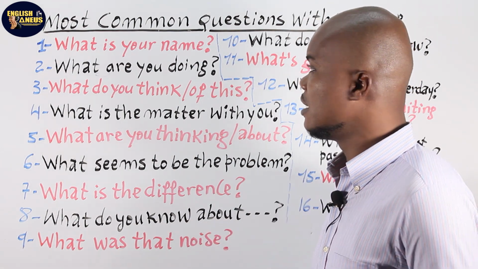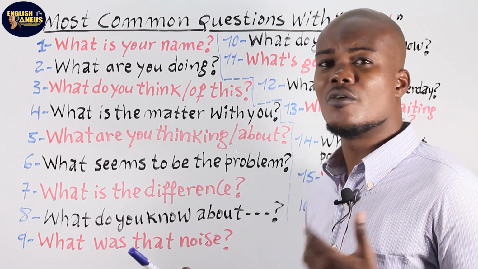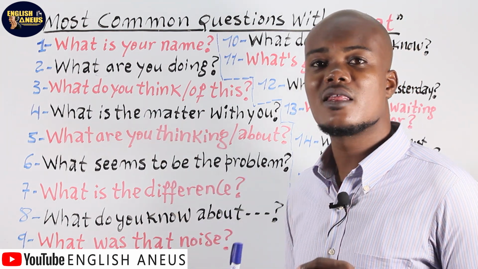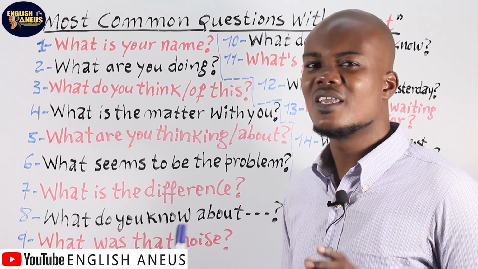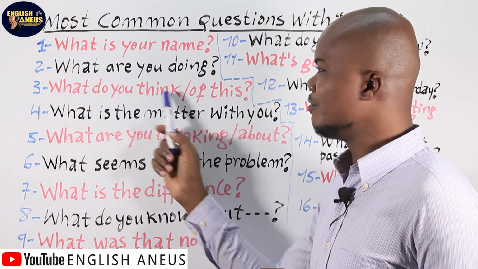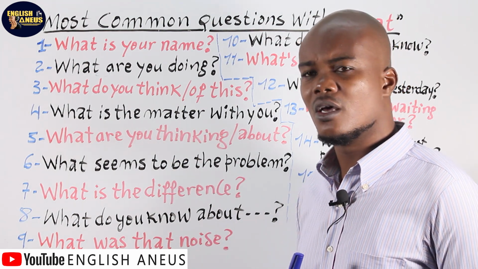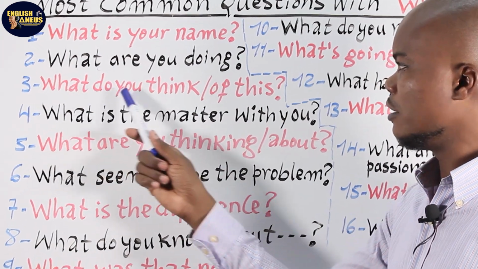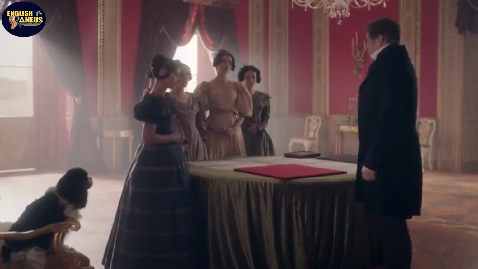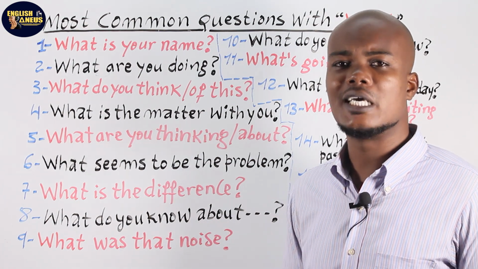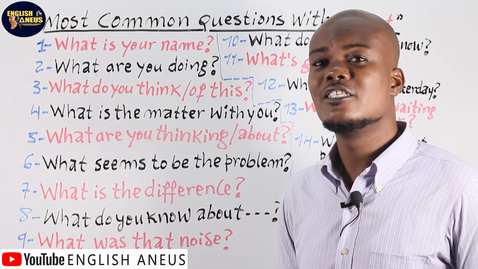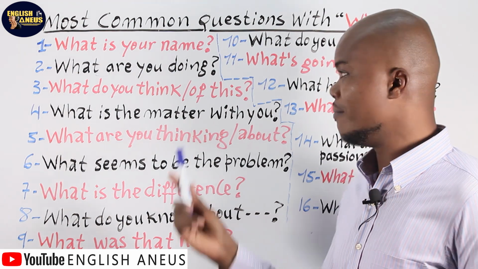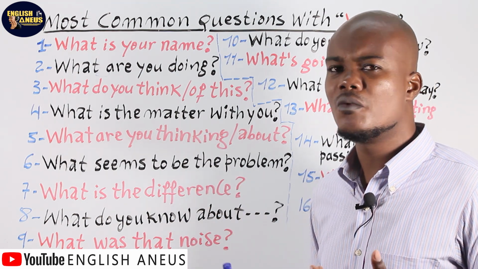The third sentence is: what do you think? What do you think? Que penses-tu? C'est difficile à prononcer, think, voiceless th. What do you think? On dit aussi: what do you think of this? Que penses-tu de ça? What do you think of this? Pas oublier, on dit of, avec le son v. Of. What do you think of this?